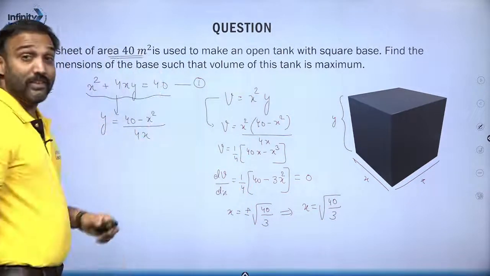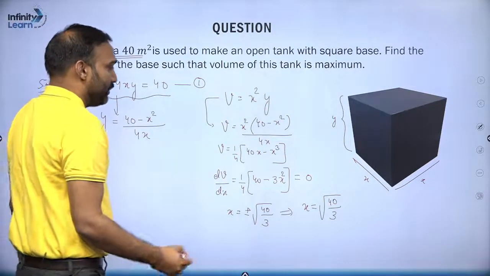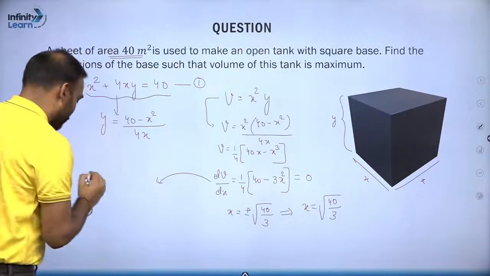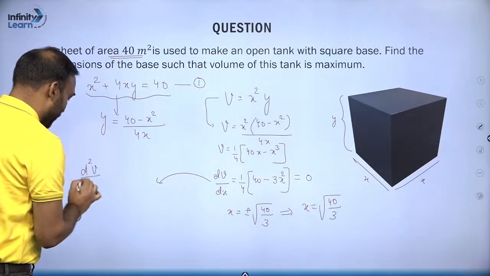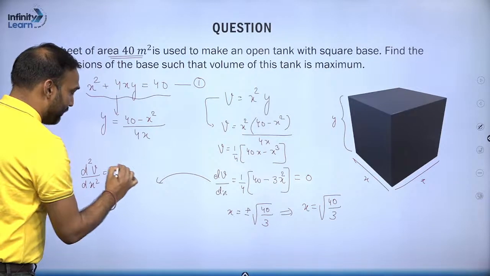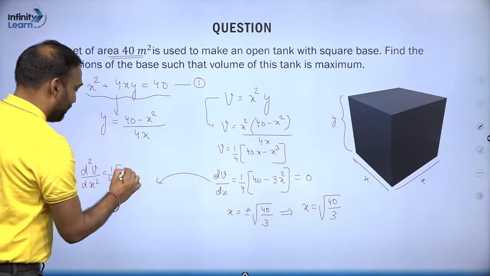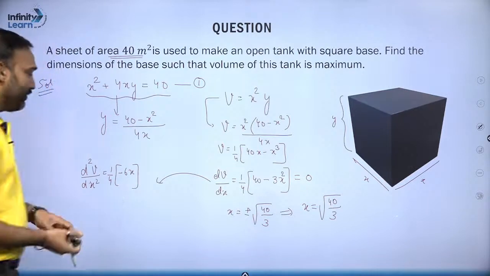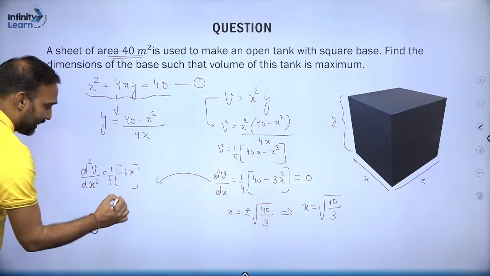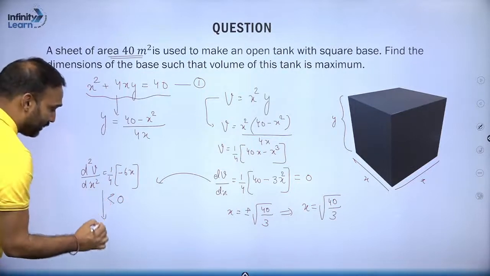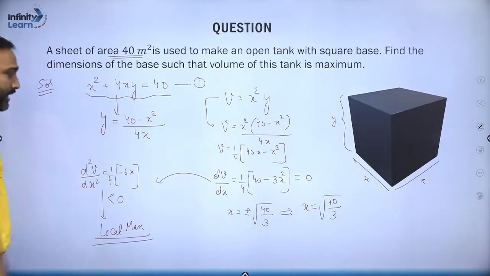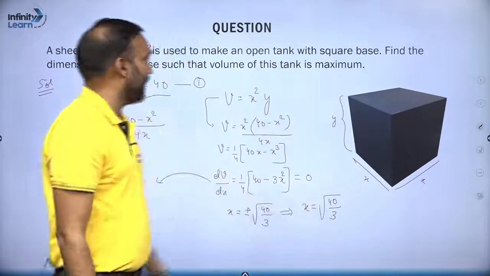Now I have to check whether I have a maximum or a minimum value at this particular x. So now I have to differentiate dV by dx. I am using the second derivative test to find out the answer over here. So what is d2V by dx square? So let us differentiate this. So I have a 1 by 4, derivative of 40 is 0, minus 3x square, the derivative would be minus 6x. Now if x is positive, the bracket becomes negative. So negative value into 1 by 4, this is negative. So double derivative is negative, so I know it is a local maxima. Right? So at x is equal to root 40 by 3, I will have a maximum value.